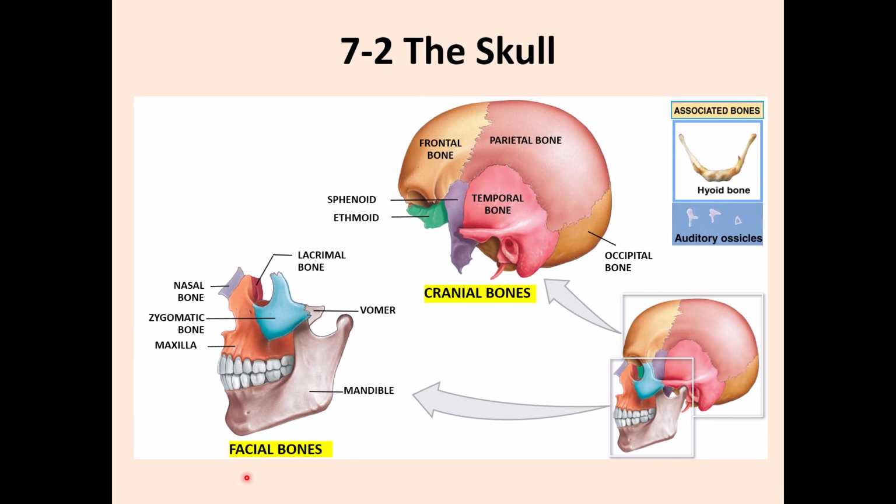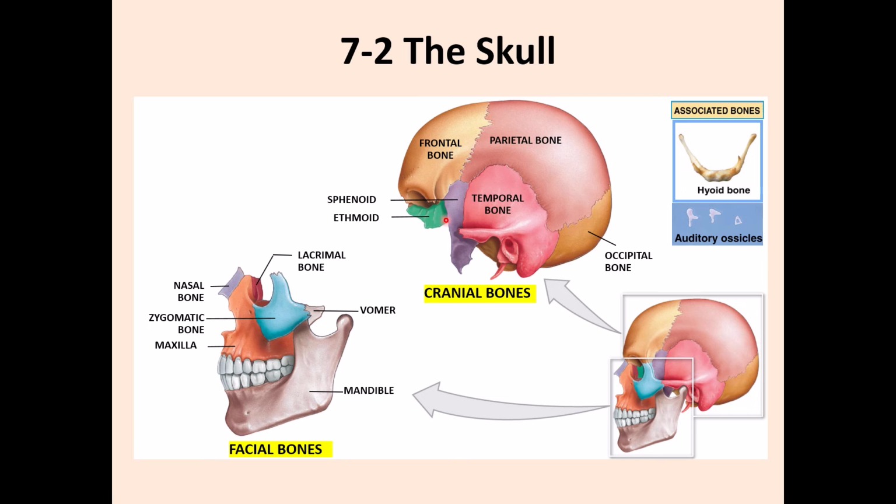Of the facial bones, the nasal bone is paired, one on each side. The lacrimal bone is also paired. The maxilla is paired. The zygomatic bone is also paired. The ones that are not paired, meaning there is only a single one, are the vomer and the mandible, or lower jaw.